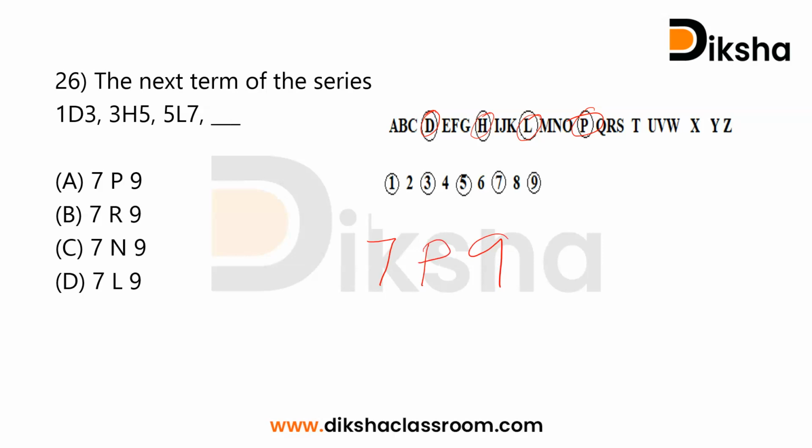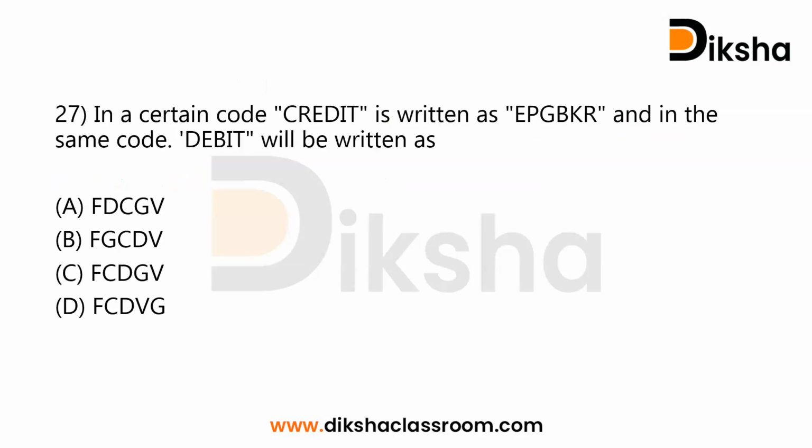So the answer will be 7P9. Option A will be the correct answer. Remember, numbers are consecutive odd numbers and letters are every fourth letter. Answer is 7P9. So that's the 26th question. We are moving to the next question, the 27th question.